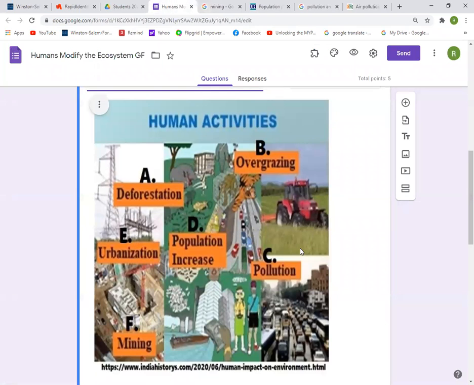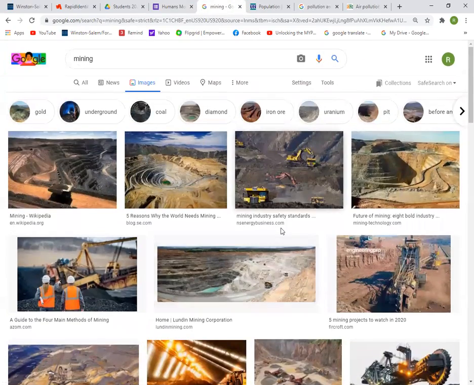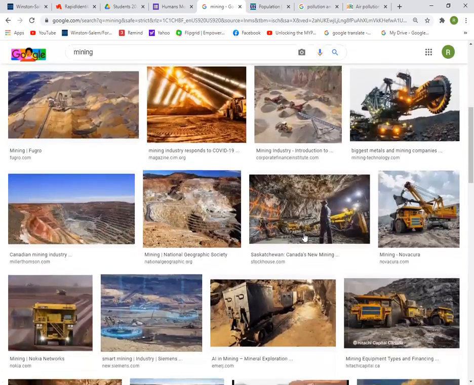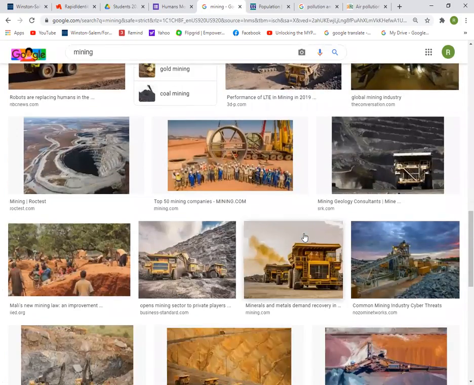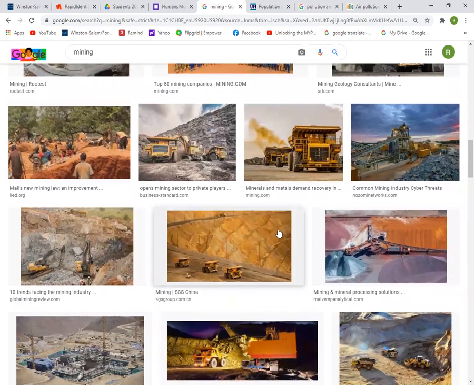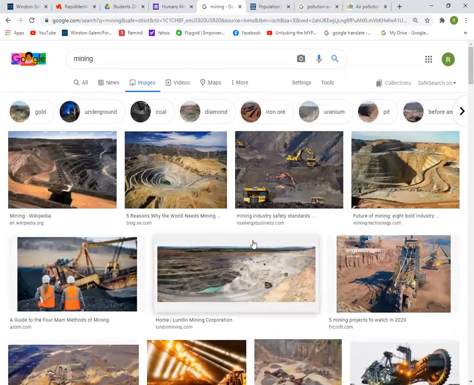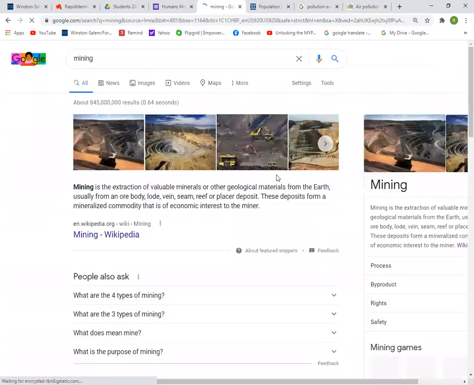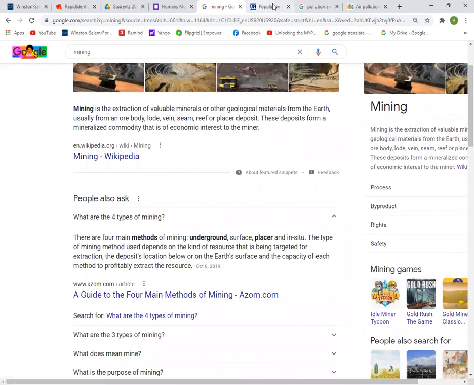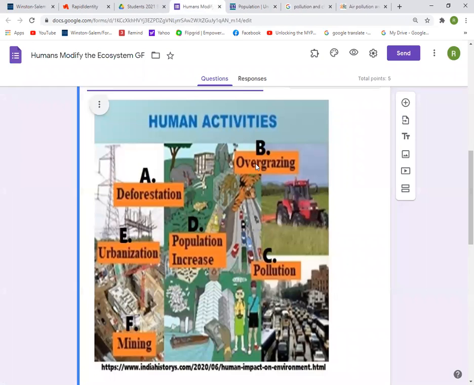Next one, we have mining. So these pictures here show us the different forms of mining, and mining is essential so that we can have the raw materials for the things that we use on a day-to-day basis. Mining is also needed so that we can have the fossil fuel that can be used to provide us electricity and fuel for our machineries. Okay, let's now go to the next one.